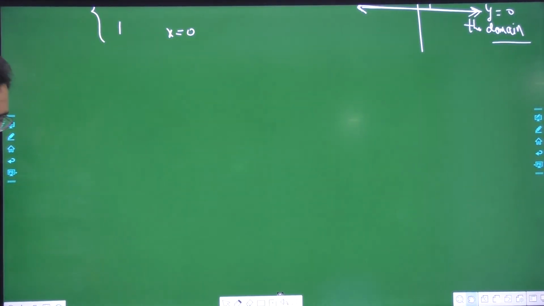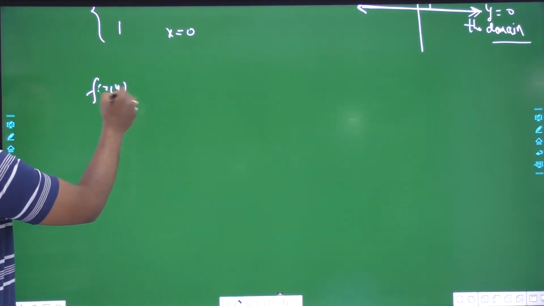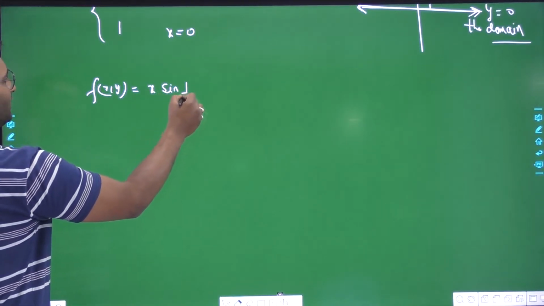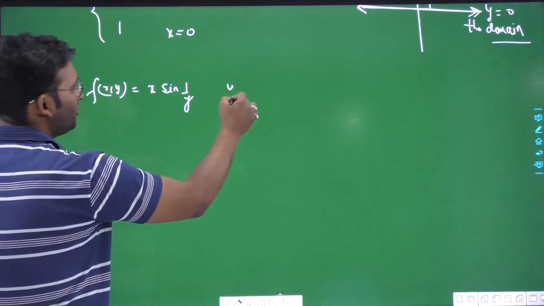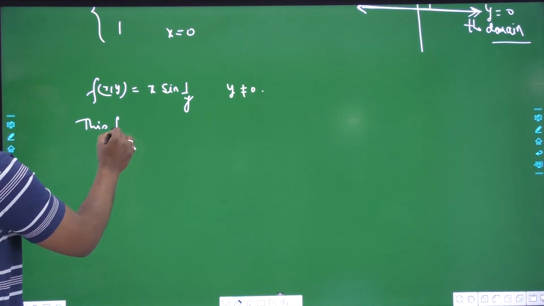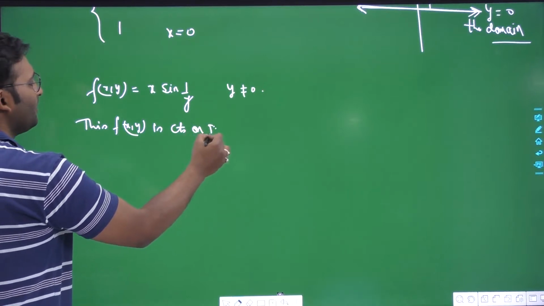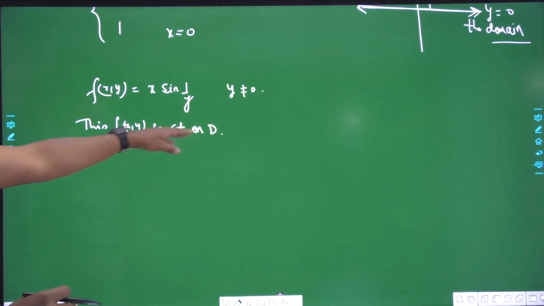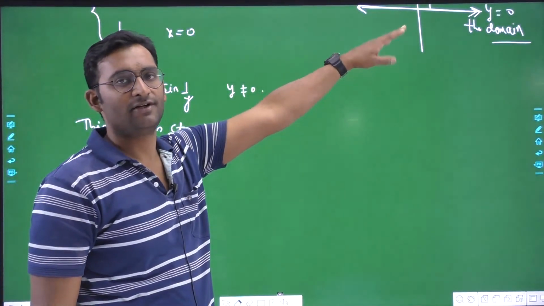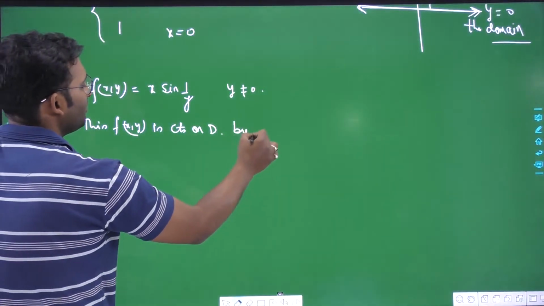About this particular question, the first thing that has been asked is whether f is continuous or not. f of x, y is equal to x into sine of 1 over y, where y is not equal to 0. This function f is continuous on D, because on D your function is well defined; it is only not defined at y equal to 0.